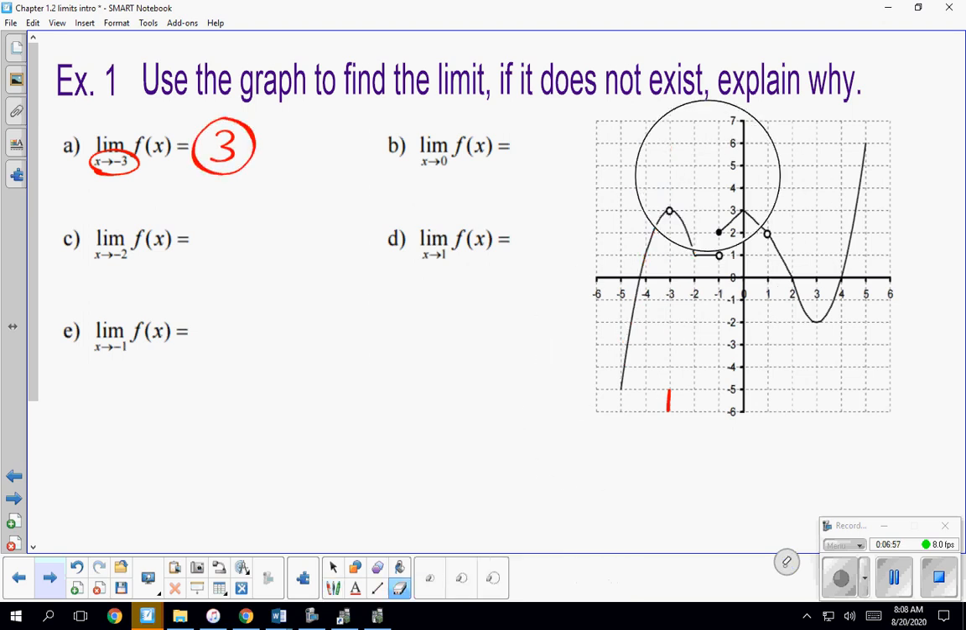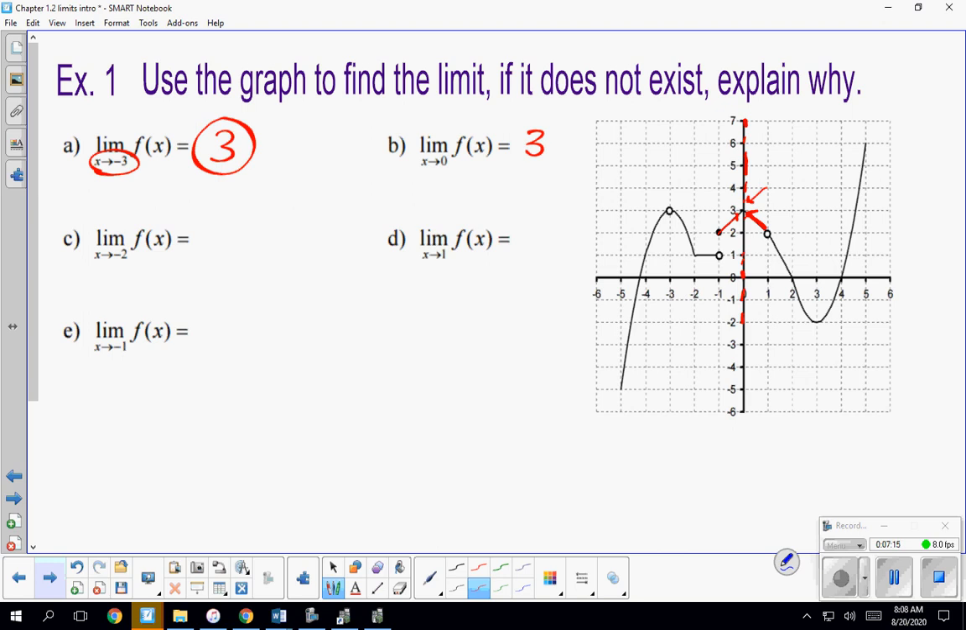Part B says, let's look now as we get really, really close to 0. Again, it doesn't matter that this is open or closed. I just want to get really, really, really close to 0. So here I'm approaching 3. Here I'm also approaching y equals 3.